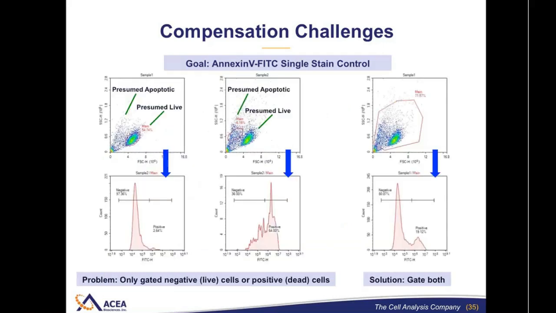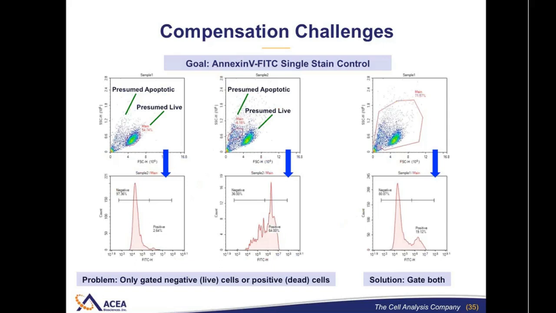This sample is also intended as a live apoptotic cell discriminator using Annexin V FITC, and based on the scatter plot, we can guess that there are both live and apoptotic cells present in the sample. However, when we look at the first two histograms, we don't really see a well-defined positive population in the first or a well-defined negative population in the second.